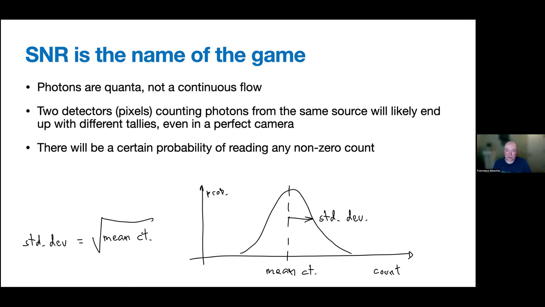And this distribution is also going to have a certain standard deviation, a certain width. Well, a property of Poisson events is that the standard deviation is equal to the square root of the mean. So if the mean represents the number of counts of photons by your detector, you can expect the standard deviation in this distribution to equal the square root of the average number of photons. And this is a very important property because we can work this to our advantage.